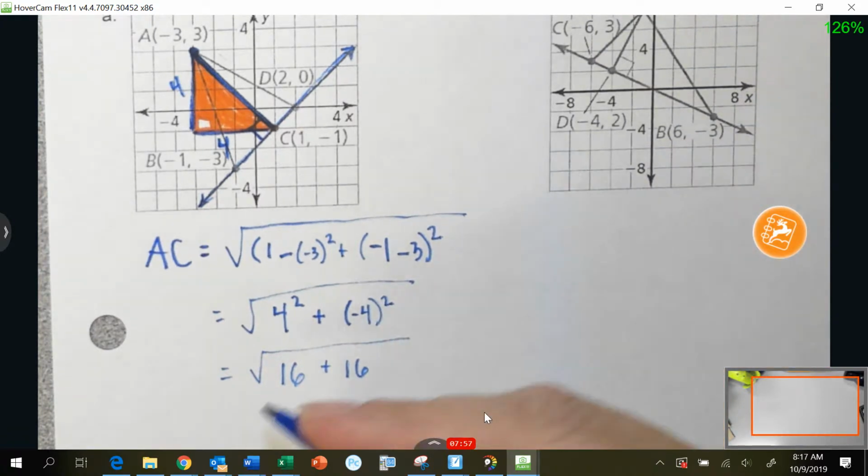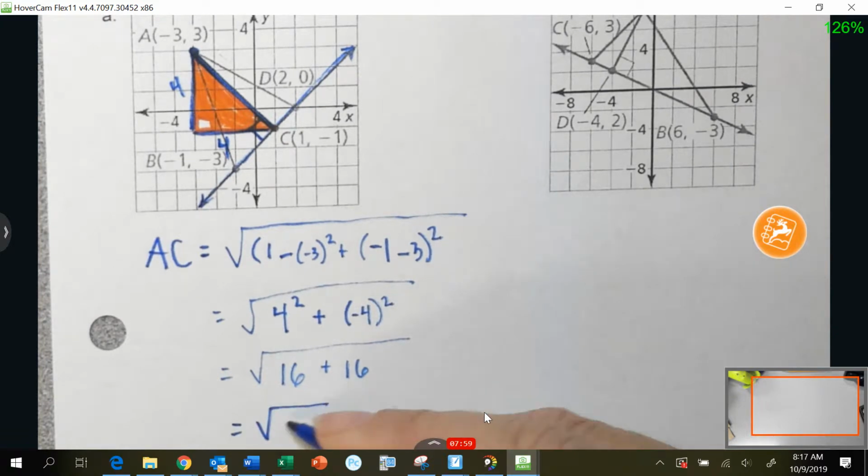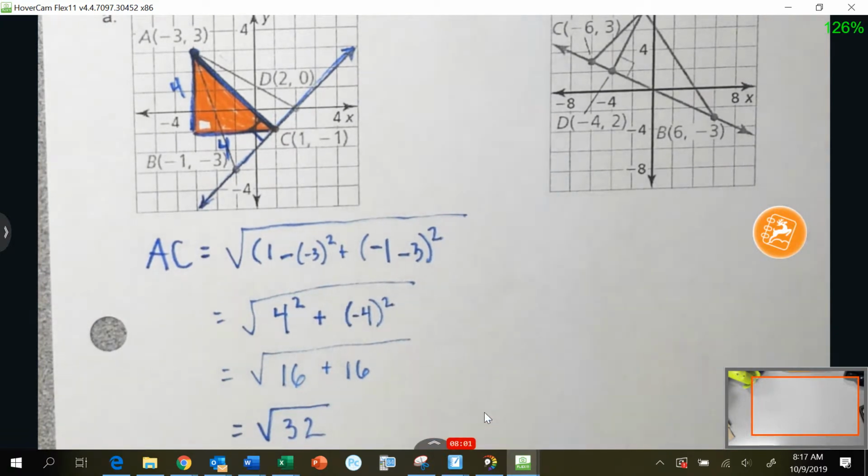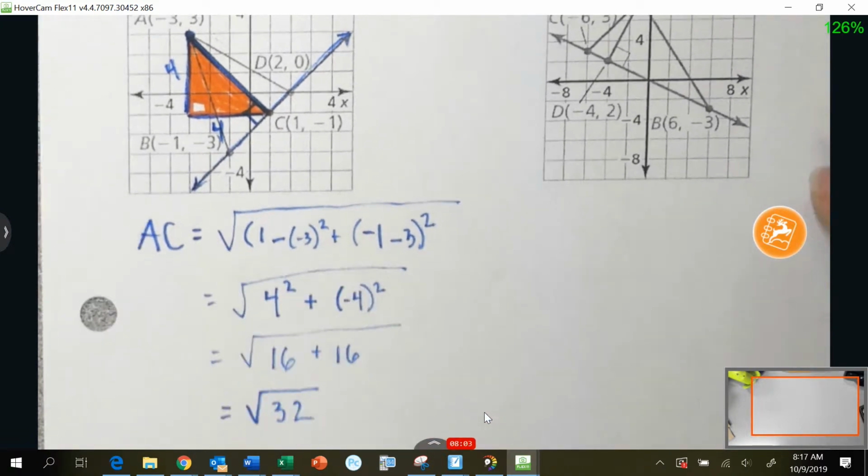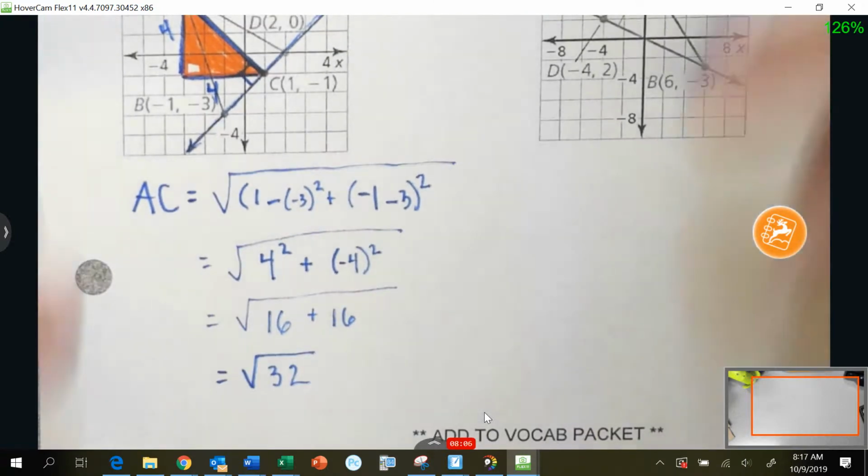So that's what we're doing. We're square rooting it. So we square root 32. Is 32 a perfect square that just square roots right there, just whoop, done? No. So what we're going to do is we're going to simplify it.